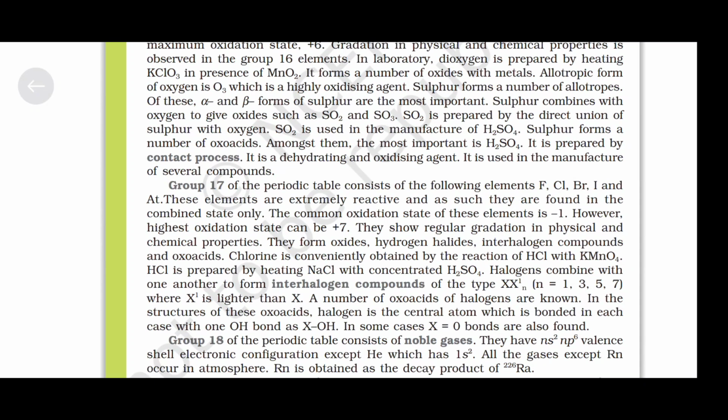Sulfur combines with oxygen to give oxides such as SO2 and SO3. SO2 is prepared by direct union of sulfur with oxygen. SO2 is used in manufacture of sulfuric acid.